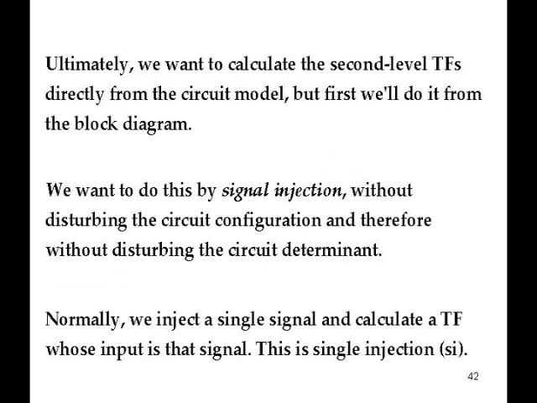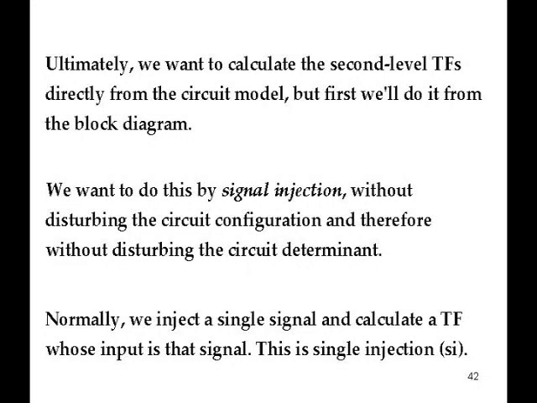Now ultimately we want to calculate the second level TFs directly from the circuit model. We will do it first from the block diagram because there's some extensions needed which we'll do in order to get it directly from the circuit model. How do we want to find these second level transfer functions? One of which is the loop gain, and we already know that's a very important one. We want to do it by signal injection without disturbing the circuit configuration because we don't want to disturb the circuit determinant. That messes everything up.